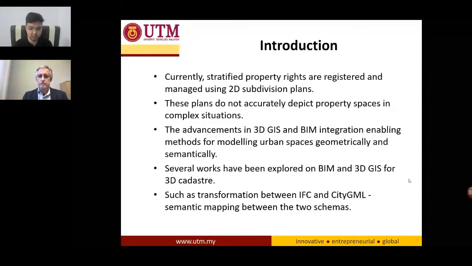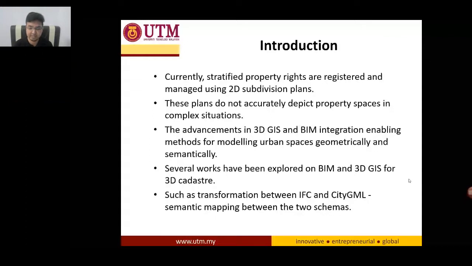Okay, as we already know that stratified properties rights are registered and managed using 2 subdivision plans, especially in Malaysian scenario. So this plan do not accurately depict property spaces in complex situations, for example, the apartment and high-rise building. So therefore, the advancement in 3D GIS and BIM integration has enabled methods for modeling urban spaces dramatically and semantically. And there are several works that have been explored on this topic for 3D cadastre applications, such as transformation between the Ifc and CityGML, involving semantic mapping between these 2 schemas.